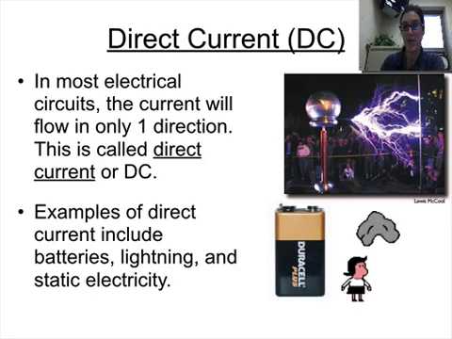All right, so a direct current is when you have the current flowing in one direction. For example, a battery would be a direct current. It's only flowing through the battery in one direction. Lightning, it's only flowing from the cloud down. Static electricity, it's only flowing out from the source. So it's not going there and back.